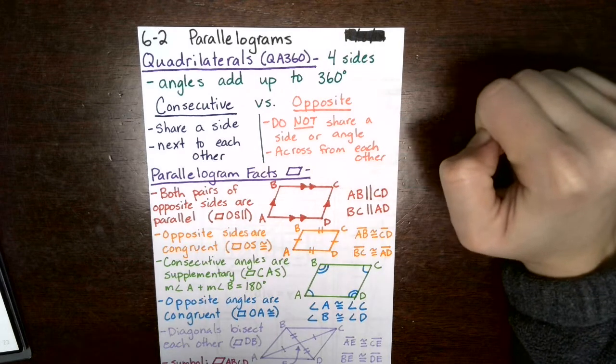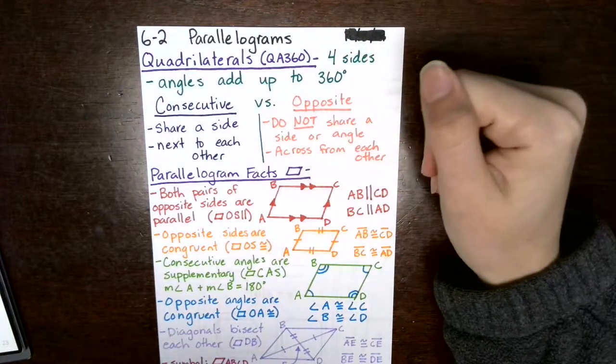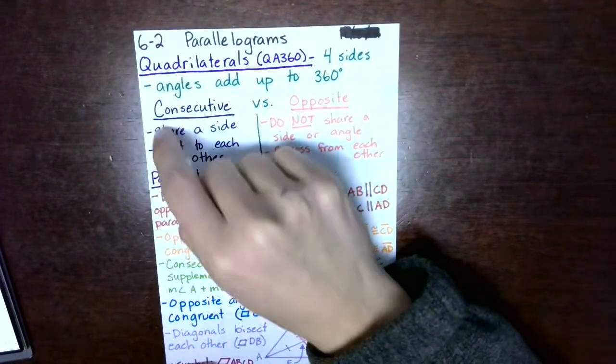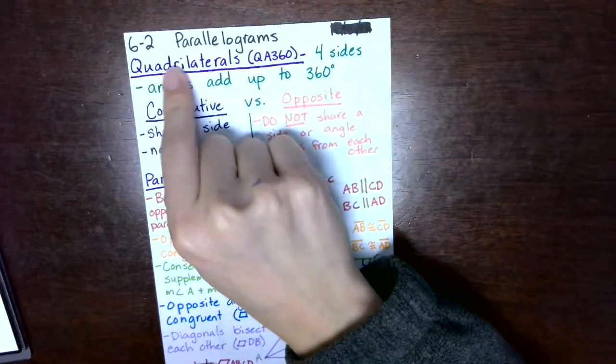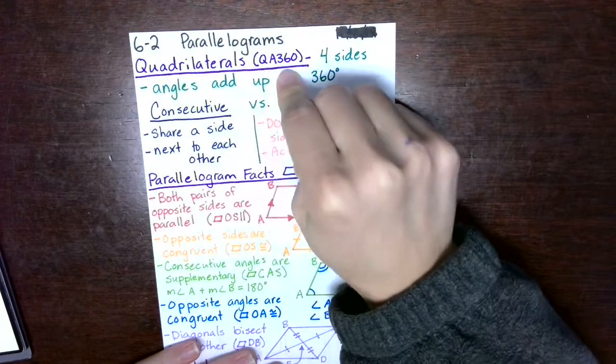Okay, so for 6-2 parallelograms, these are types of polygons. And first off, we've got to get some vocabulary out of the way. Quadrilaterals, okay, those are four-sided figures. Their angles add up to 360.